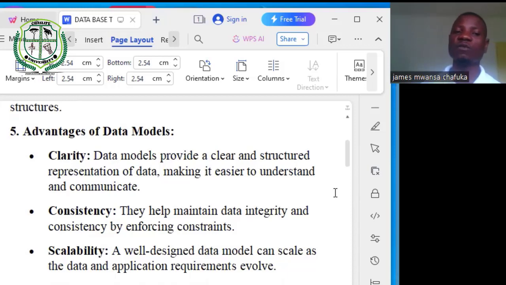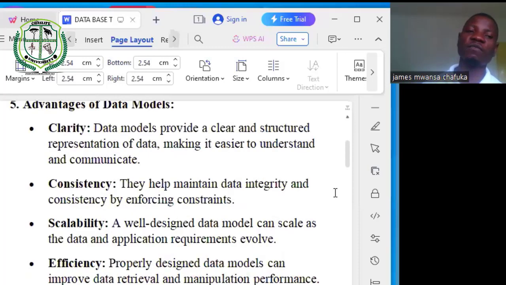And then apart from that, we also have the aspect of efficiency. So under efficiency, which is one of the advantages of data model, here we are saying that a properly designed data model can improve data retrieval and manipulation performance. So on efficiency, we are saying that a well-designed data model can improve data retrieval and manipulation performance, which is part of the efficiency.